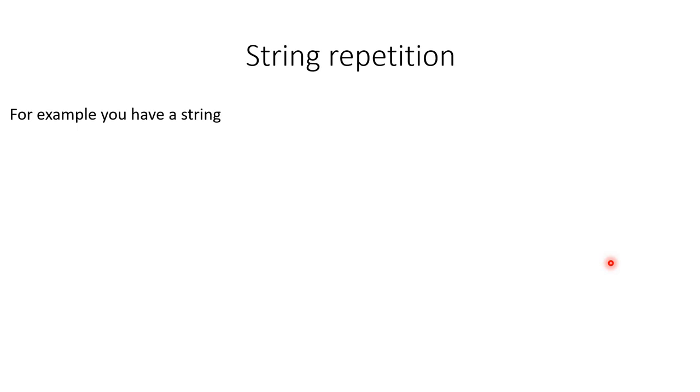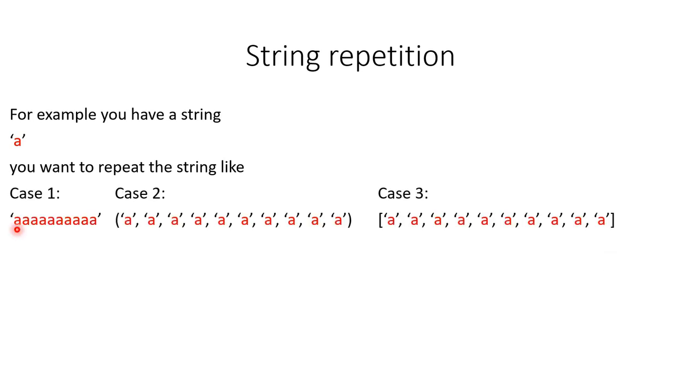For example, you have a string. Let's suppose it's A. It's a single character. And you want to repeat the string, for example, 10 times. You can repeat this string in different ways. The first case is that in which you want to repeat this A 10 times, but you want to make it a single string. While in case 2, you want a tuple as your output. And you want this string A to be repeated 10 times as an element of that tuple.